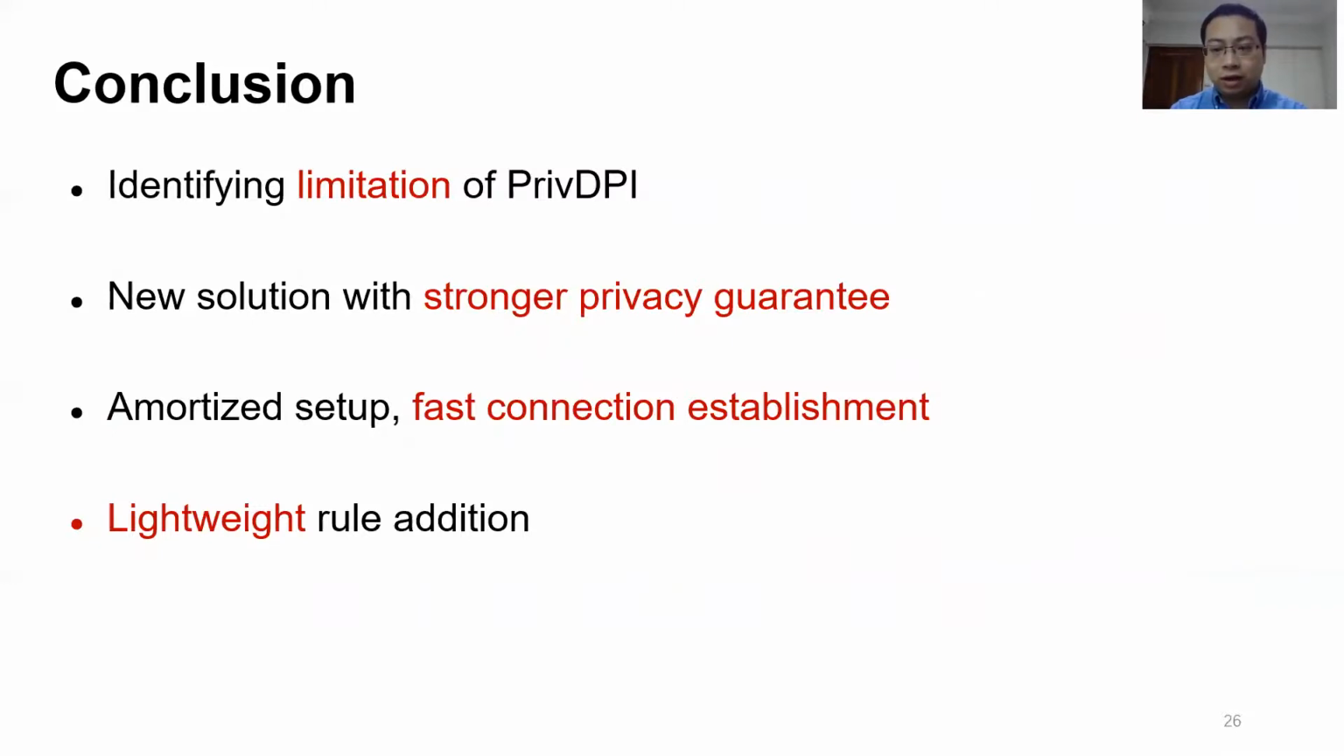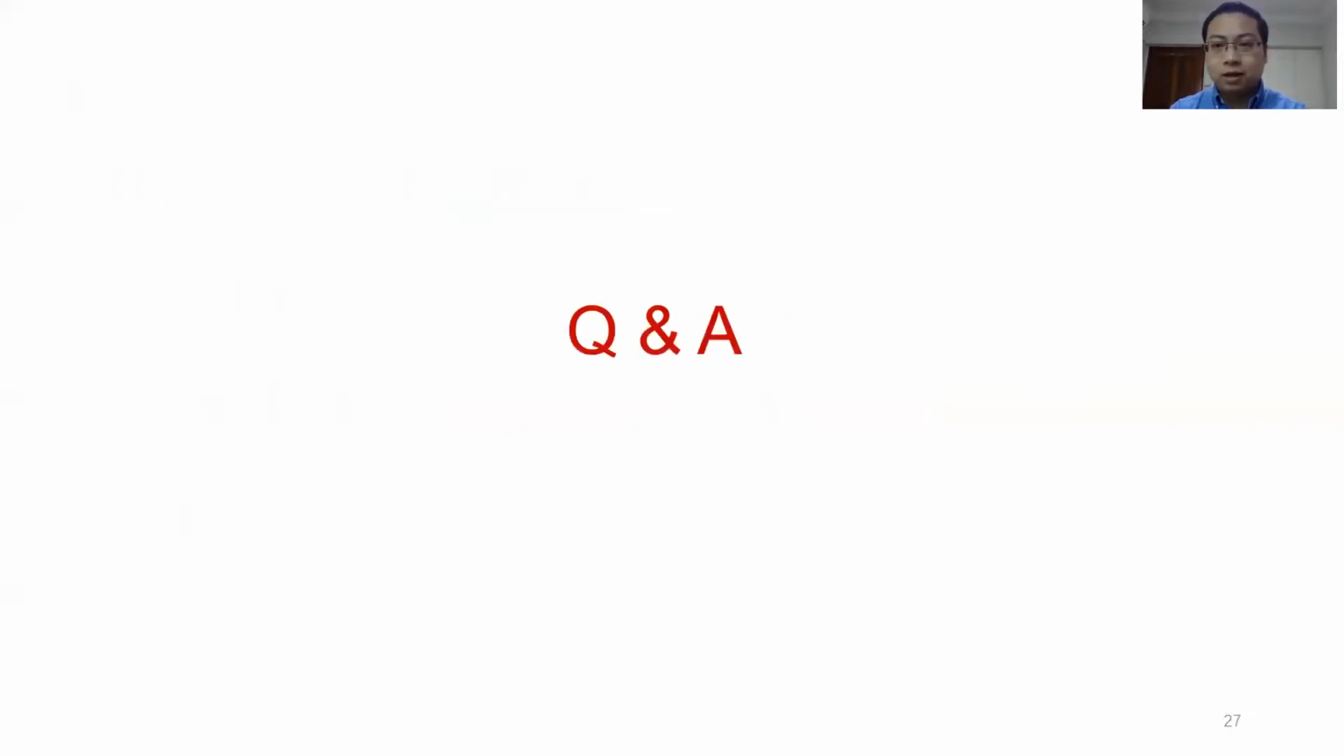Finally, we have the following contributions in this work. First, we identify a limitation of a recent proposal, PrivDPI. A new protocol is then proposed to provide a stronger privacy guarantee in the sense that the Middlebox cannot know the rules. Our new protocol also supports faster connection establishment and lightweight rule addition, which makes this work more practical than previous works. Thank you very much.